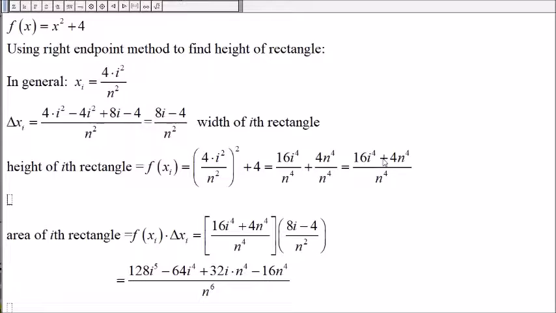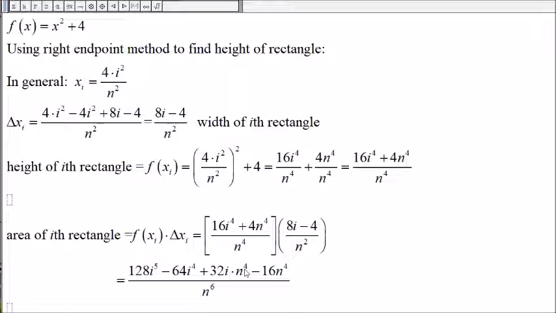And so it would be this quantity times (8i minus 4) over n squared. The bottom is n to the 4th times n to the 2nd, which is n to the 6th. And then the top, which is multiplied out, we get 128i to the 5th minus 64i to the 4th plus 32i times n to the 4th and minus 16 n to the 4th. So this is the area of the ith rectangle in terms of n.